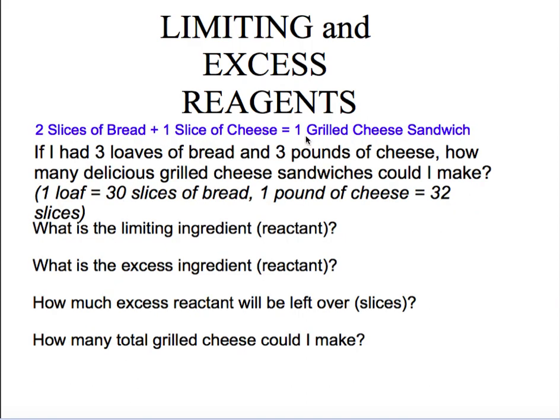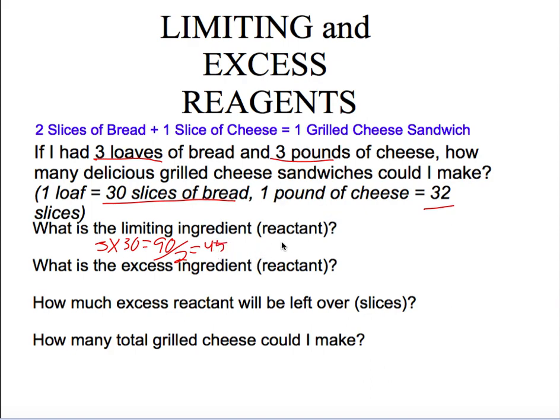Okay, and so same kind of situation. This time I have 3 loaves of bread. Each loaf contains 30 slices. And I have 3 pounds of cheese. Each pound is 32 slices. So, limiting ingredient. If I have 3 loaves of bread with 30 slices each, I know that 3 times 30 is 90. And I need 2 slices of bread per sandwich, so 90 divided by 2 is 45 sandwiches.